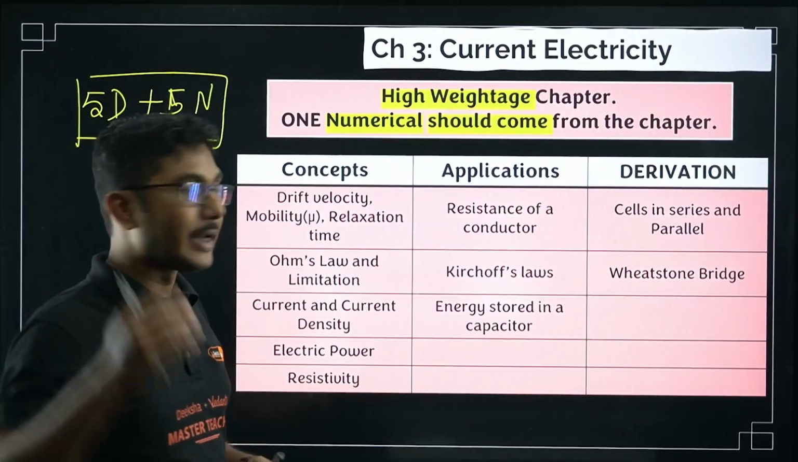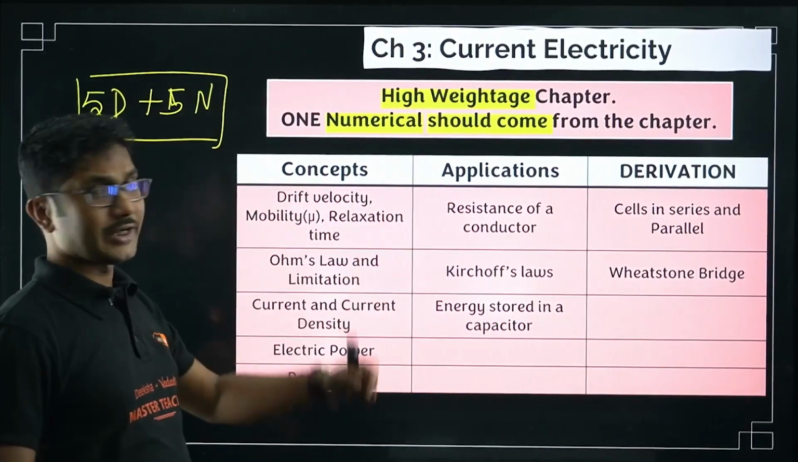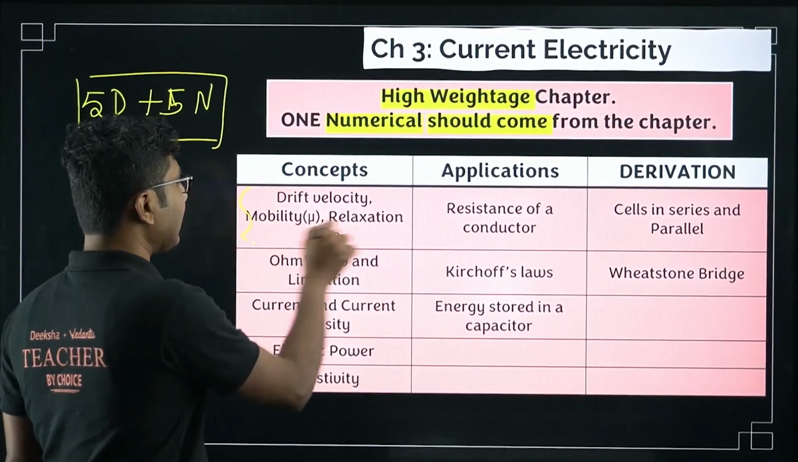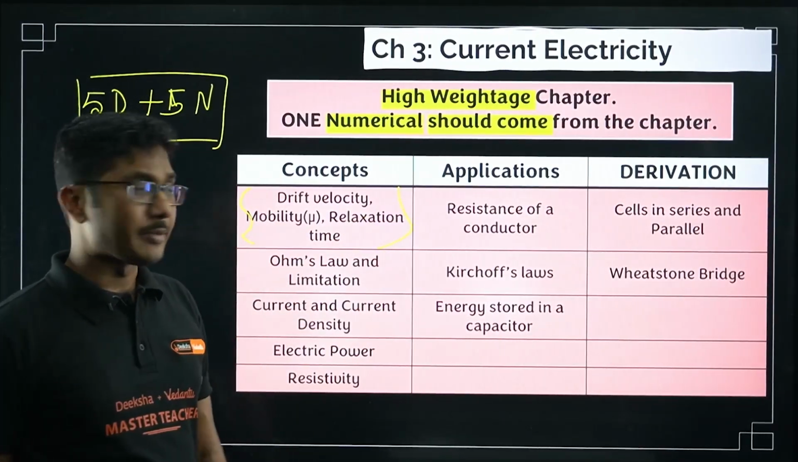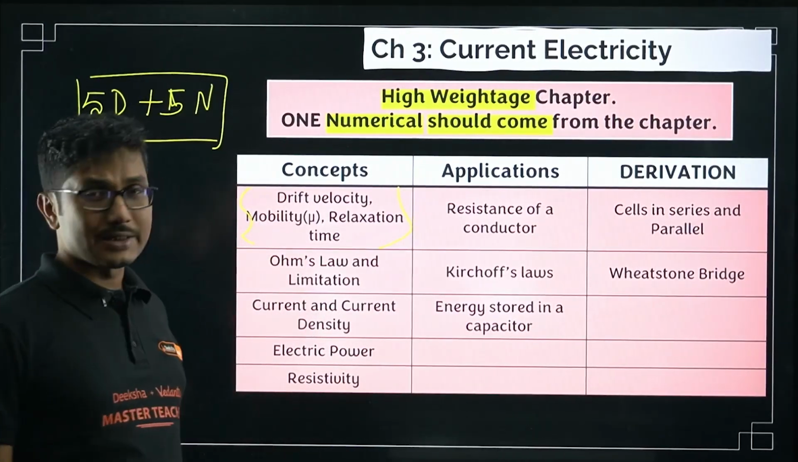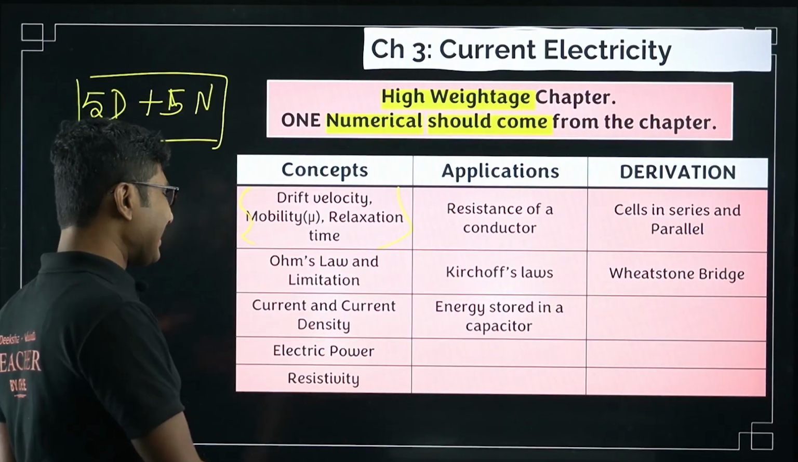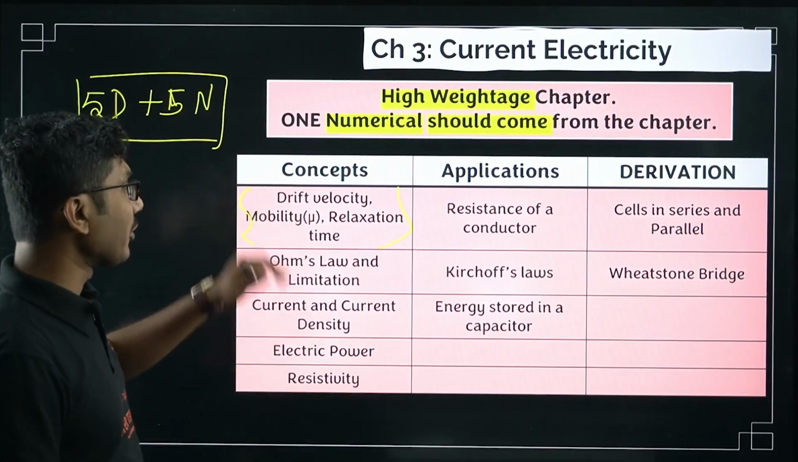This clears your brain anyway. Now what are all the concepts? Drift, velocity, mobility, relaxation time, they are all interrelated. All the relationships between them are very, very important. Ohm's law and its limitation, current and current density, the relationship between current, electric field and current density, electric power, resistivity, they are all important concepts.